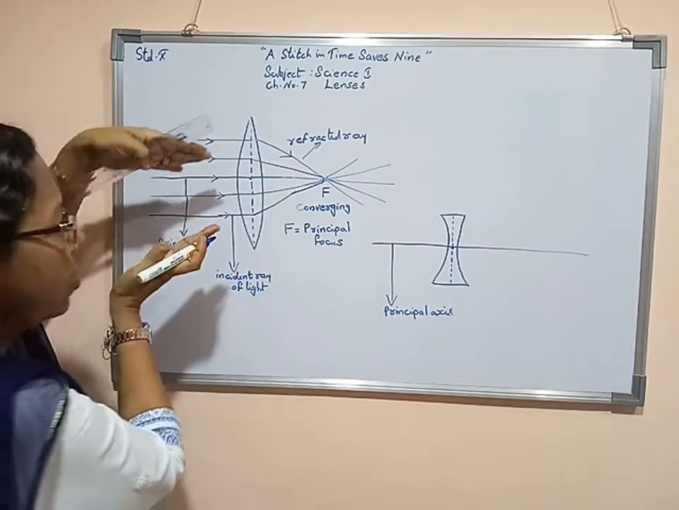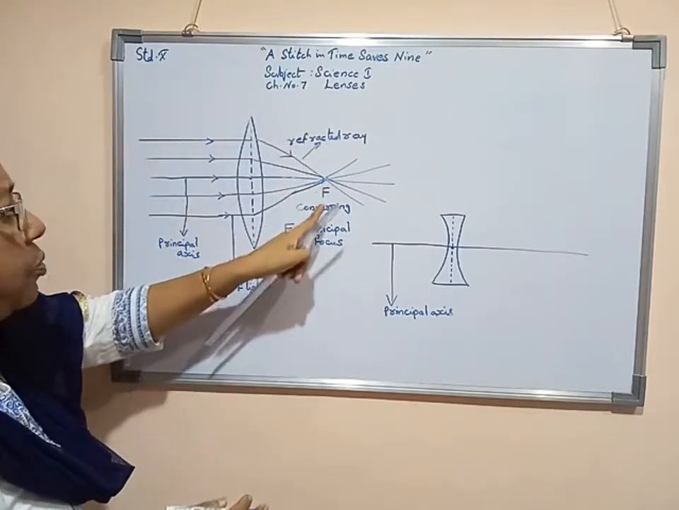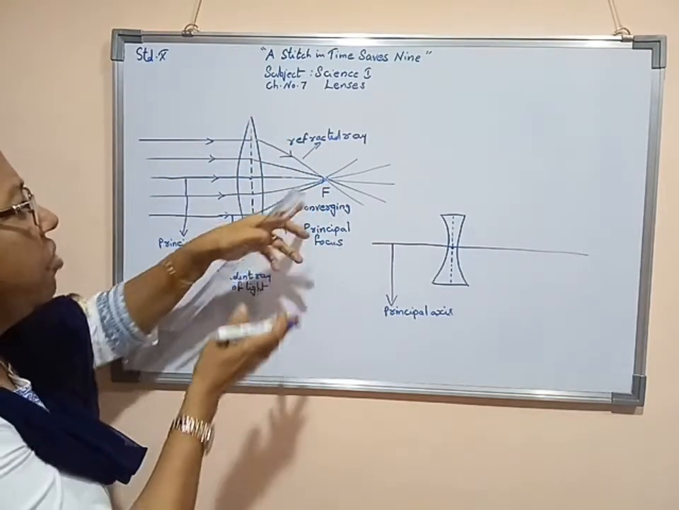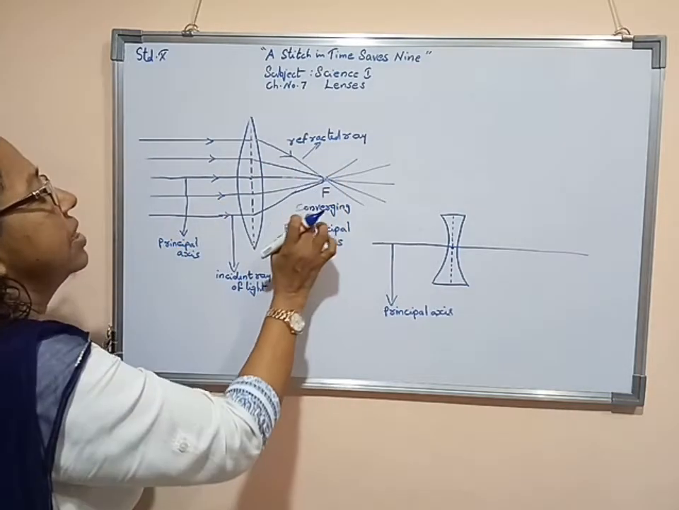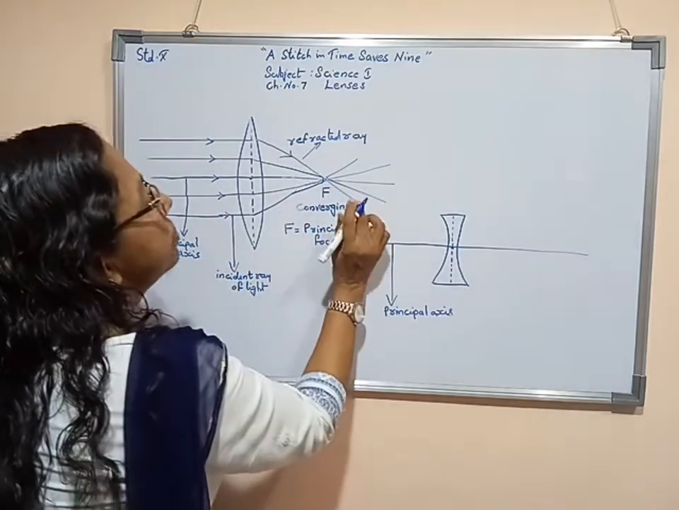Now they all are going and joining on one spot. So we can say that they are converging, joining. Converging means joining.